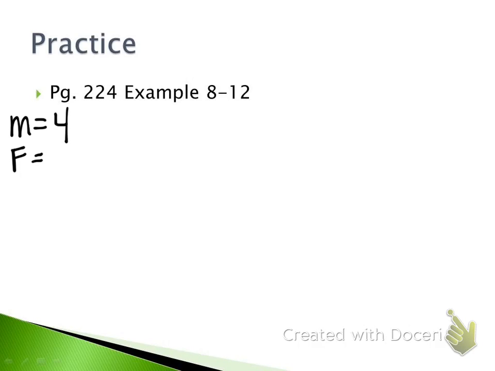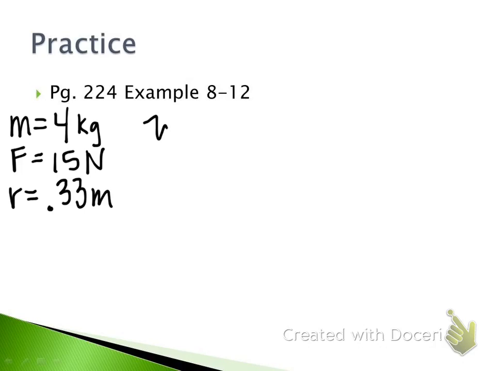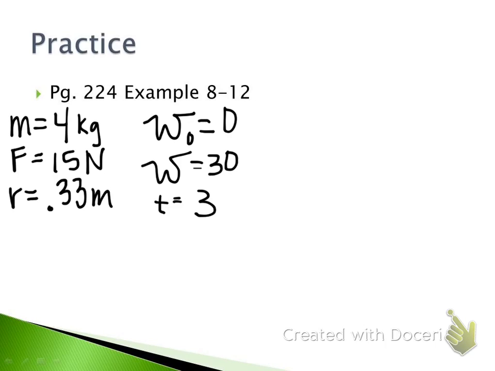Our force is equal to 15 newtons. Our radius is 33 centimeters, which gives us how many meters? 0.33 meters. The pulley is observed to accelerate uniformly from rest to reach an angular speed of 30 radians per second in a time of 3 seconds. This is throwing a lot of information at us. I want to get everything down first, and then we can decide what we need to do from there.